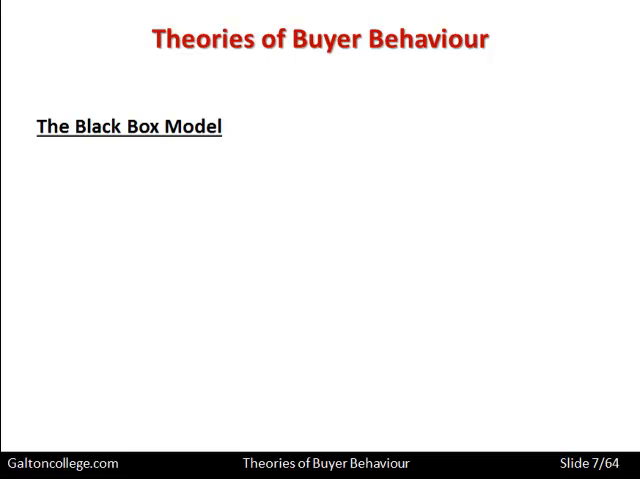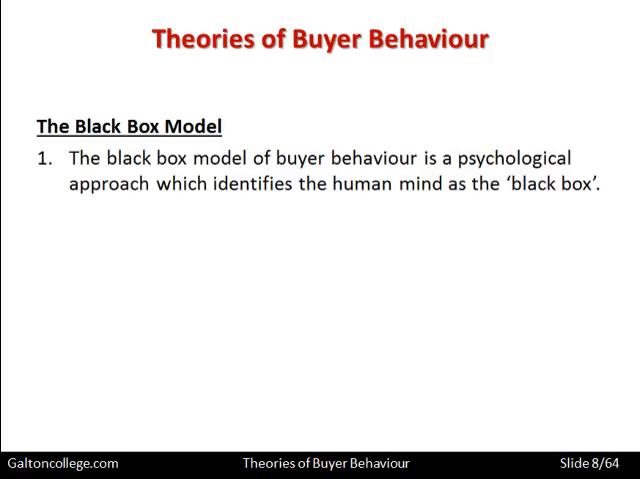This may be somewhat disappointing at the end. It's got a lovely title to start. But the black box model of buyer behavior is a psychological approach which identifies the human mind as the black box. So we are the black box. No one knows what's going on in our heads precisely. Companies can't tell exactly the way we're thinking. It's a black box as far as they're concerned.